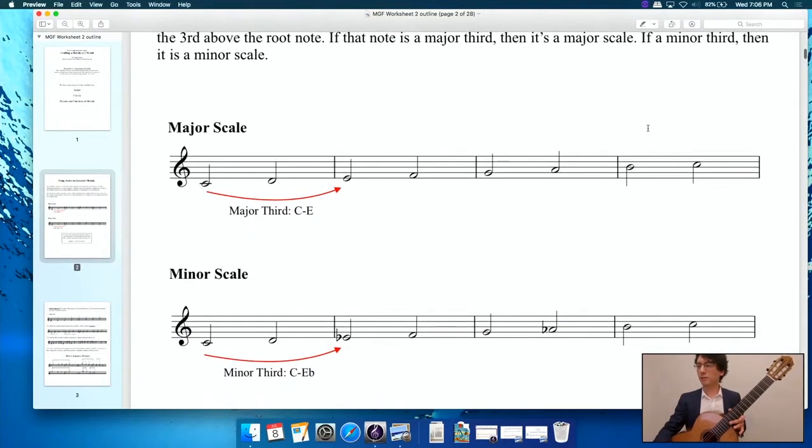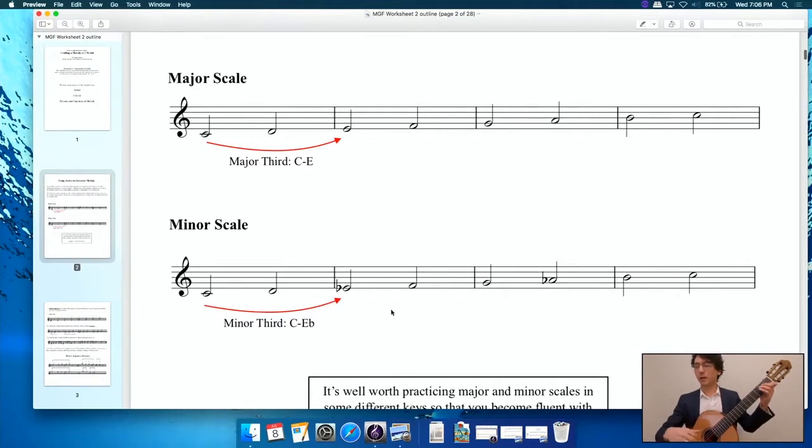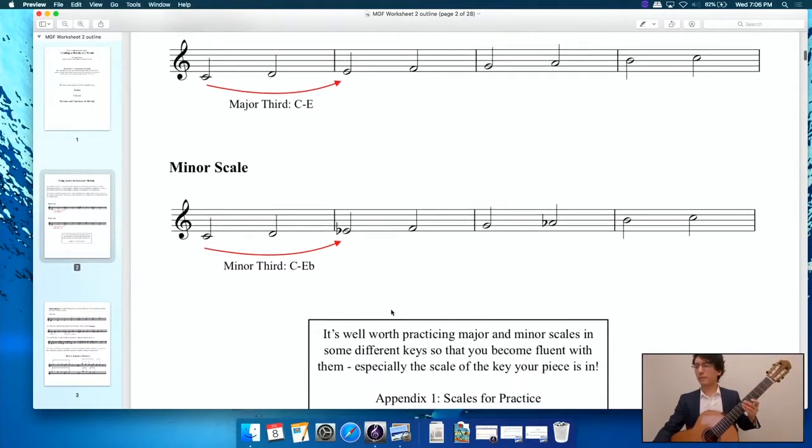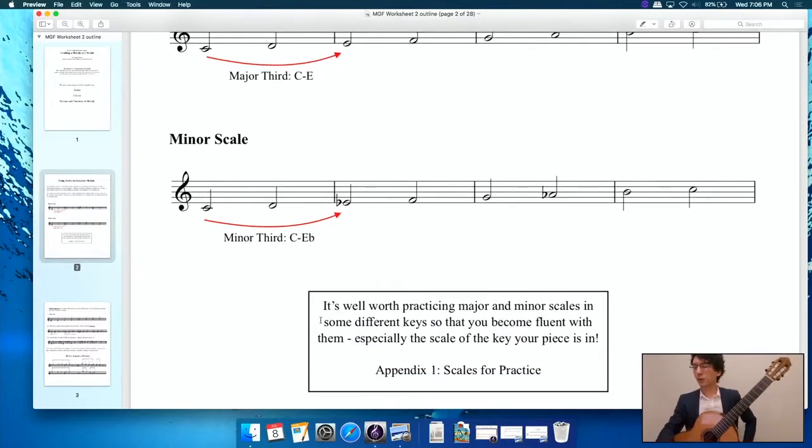These two scales differ mostly by just one note, which is the third above the root note. So if the third is a major third above the root, we get a major scale. That's the C to the E there. And if the third is flat, if we get a minor third, then we get a minor scale. There we go. It's well worth practicing major and minor scales in some different keys so that you become fluent with them, especially the scale of the key your piece is in.